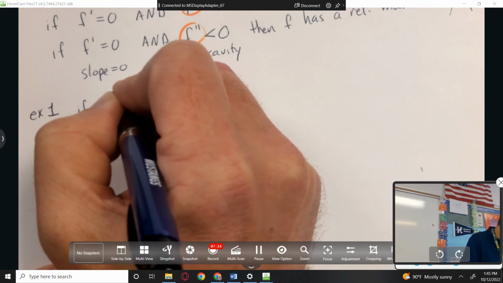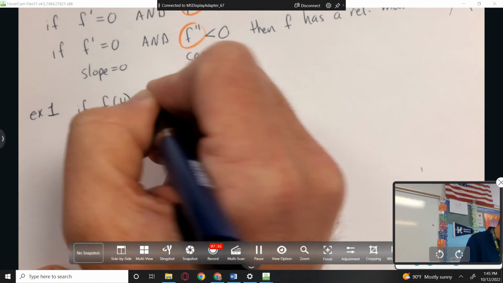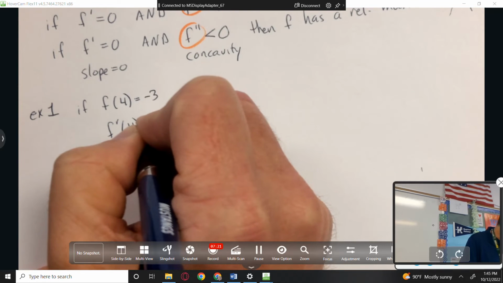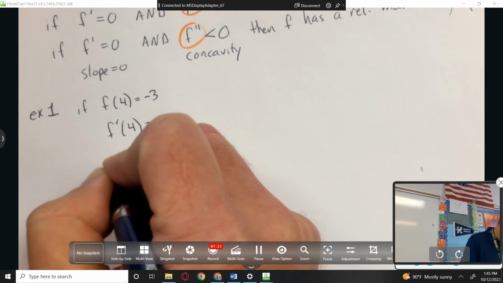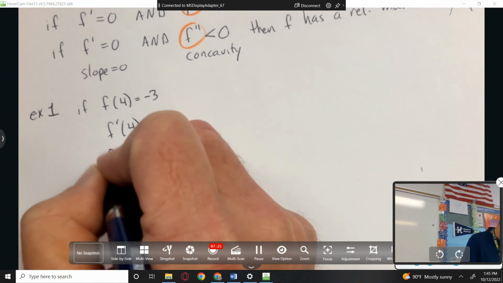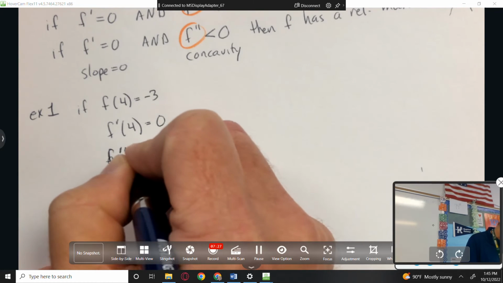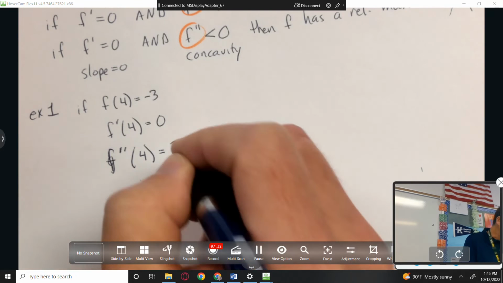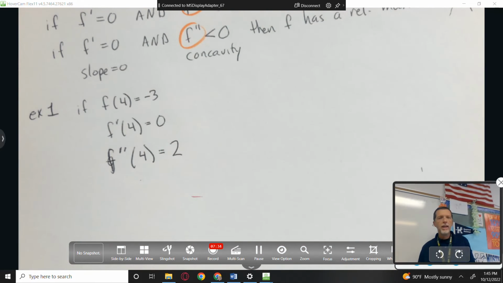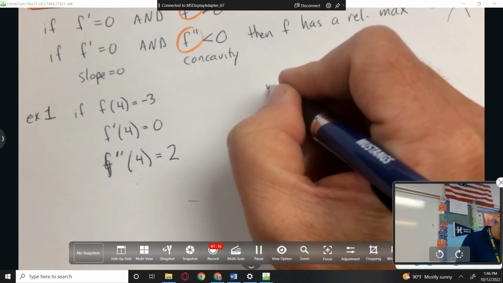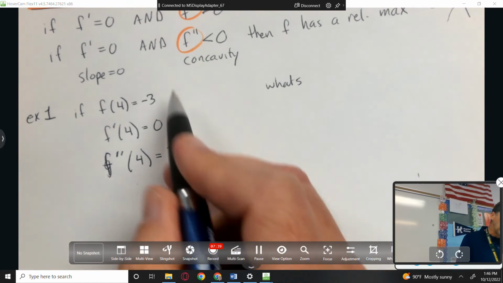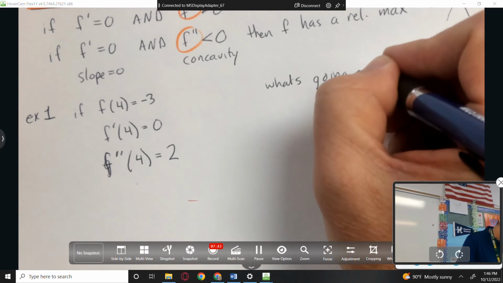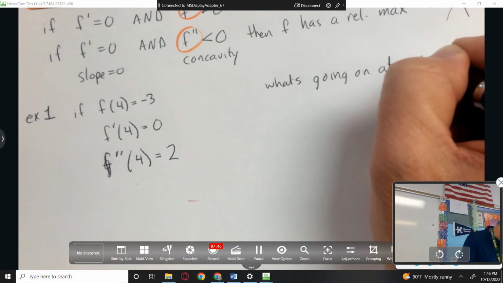If f of 4 equals -3, f prime of 4 equals 0, and f, better not change to g, that who knows what that would mean, f double prime of 4 equals 2. I'm leaving some space to write some notes here. What's going on at x equals 4?